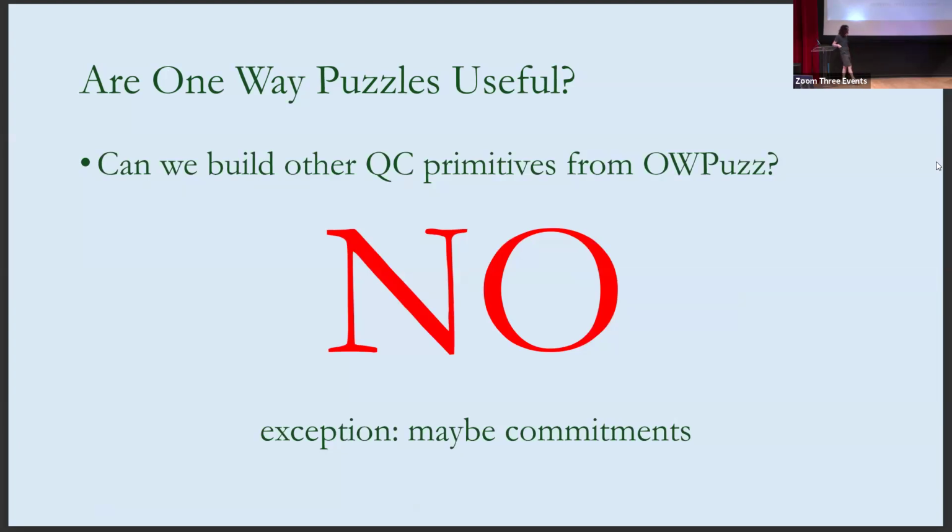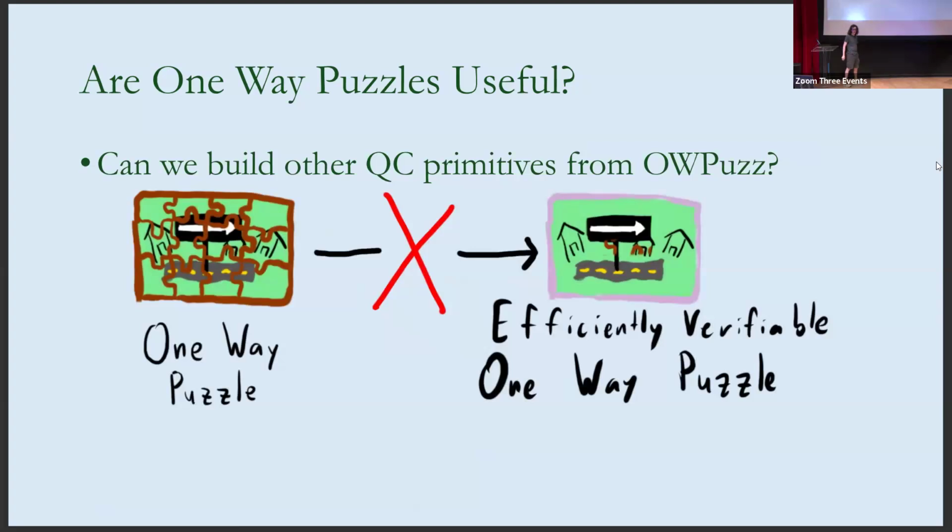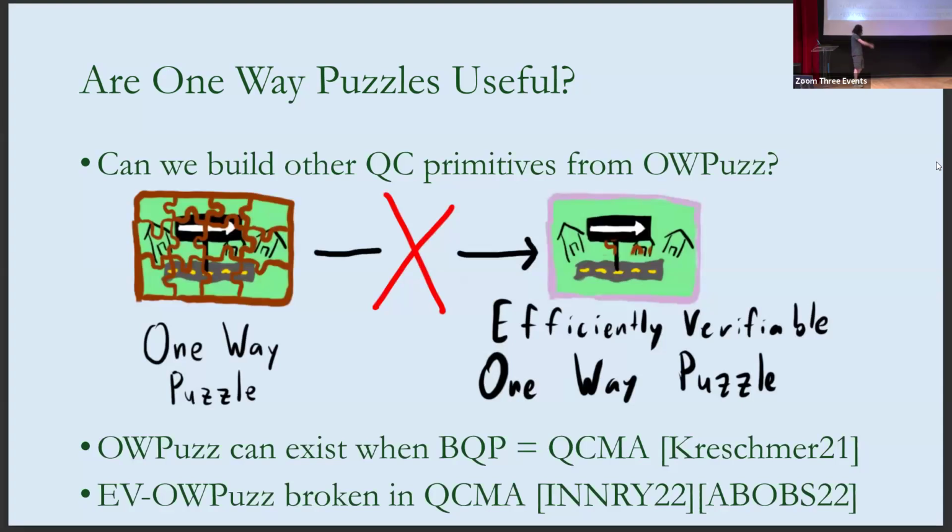And in particular, we give a black box separation of efficiently verifiable one-way puzzles from one-way puzzles. And the proof of this is essentially two lines. First, we know from prior work that one-way puzzles can exist, even if QP equals QCMA, which is essentially a quantum or QC version of P versus NP. And similarly, efficiently verifiable one-way puzzles can be broken using a QCMA oracle. And this is just by simple search-to-decision, which is slightly more complicated in the QCMA setting, but that's the entire approach.